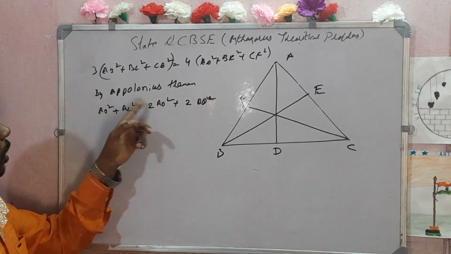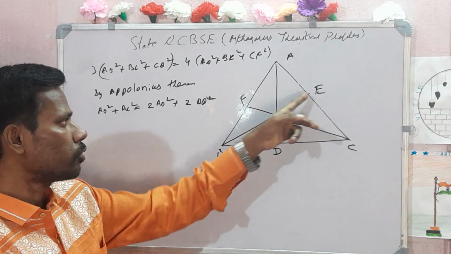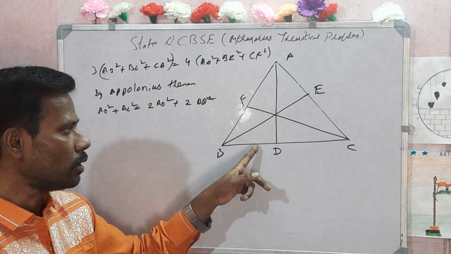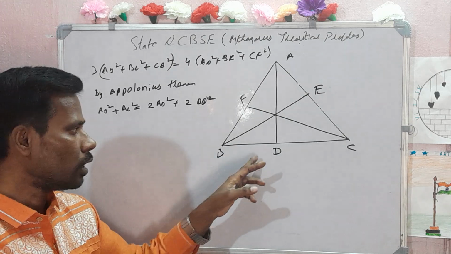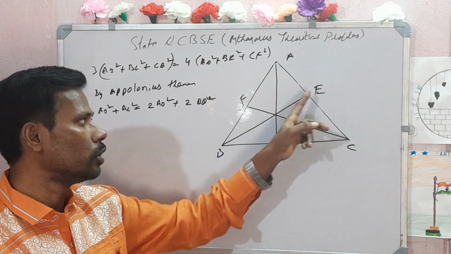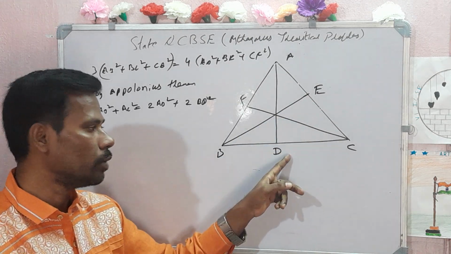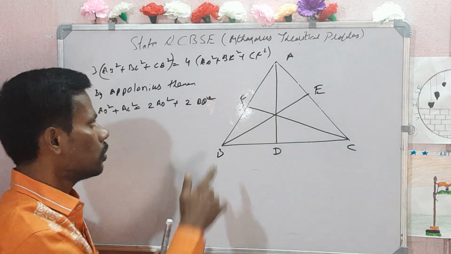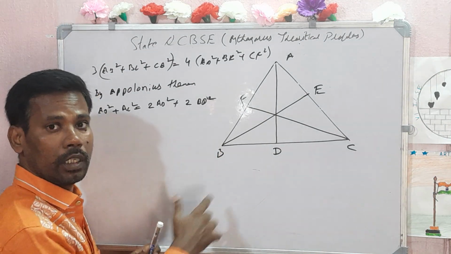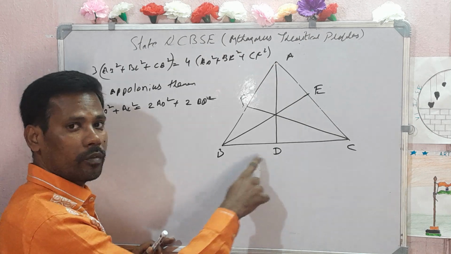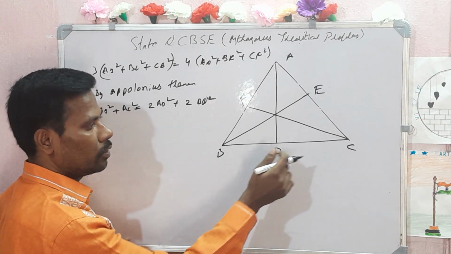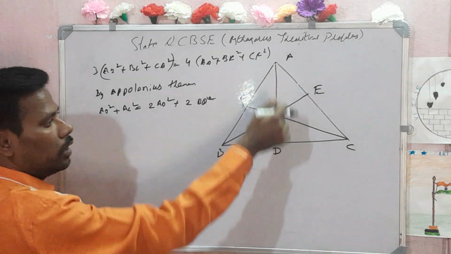Once again I will tell what is Apollonius theorem. Sum of squares of two sides of a triangle is equal to twice the square of the median plus twice the square of half the third side. If these two sides are there, then this becomes the base. Half the third side of the base, provided AD is the median.